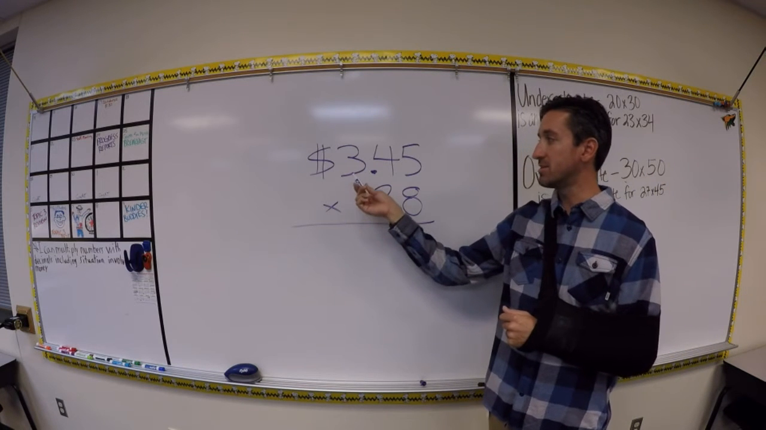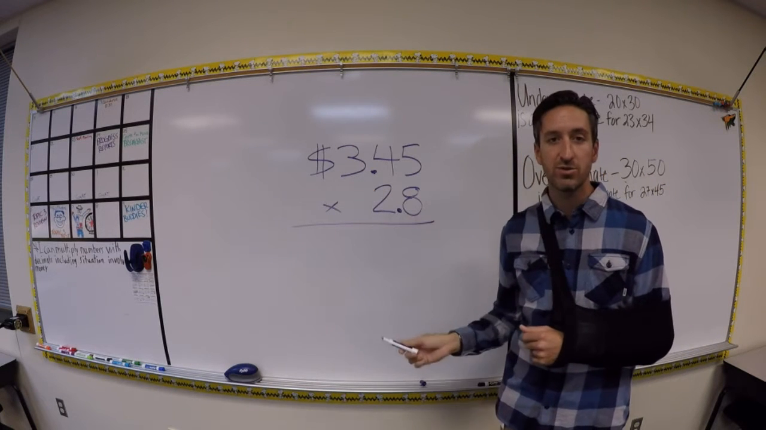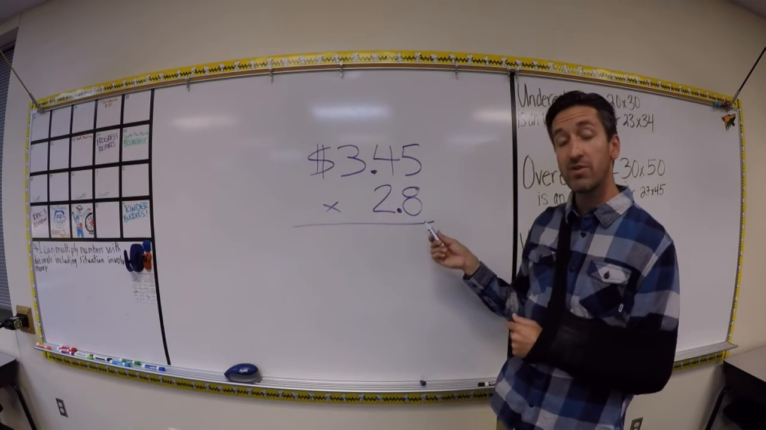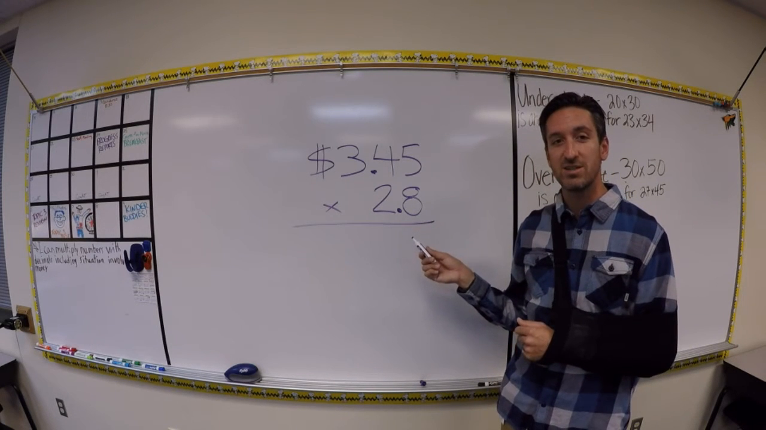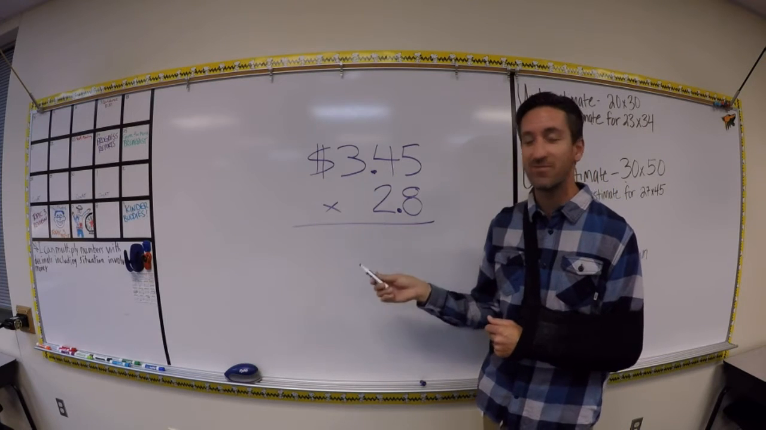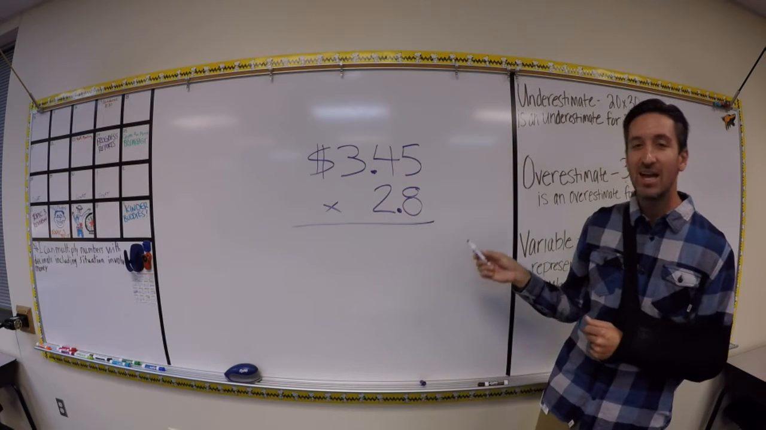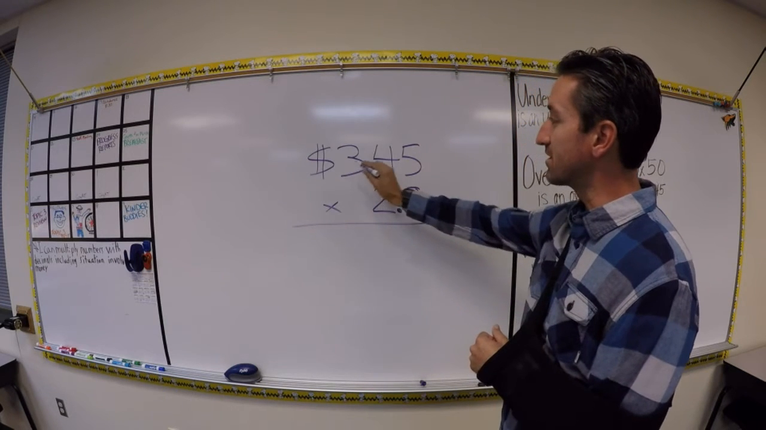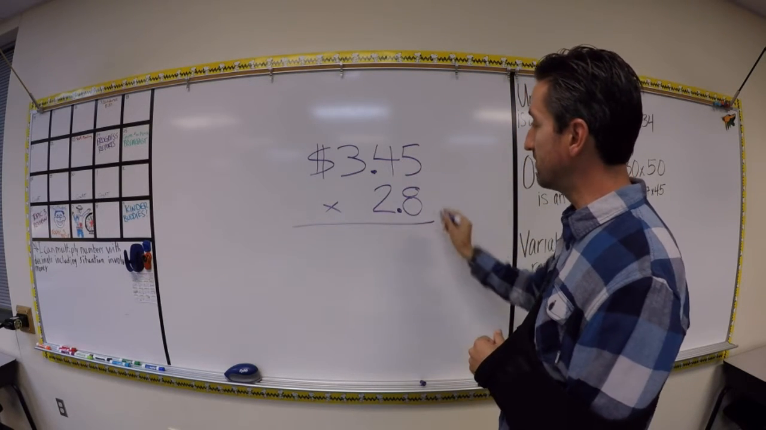I like to look at this as 345 times 28. Like I tell you guys in class, whenever you're multiplying with decimals, it's always best to just forget about the decimals, and then we'll add them back in at the end. So we're going to multiply this like 345 times 28. So I'll get started.